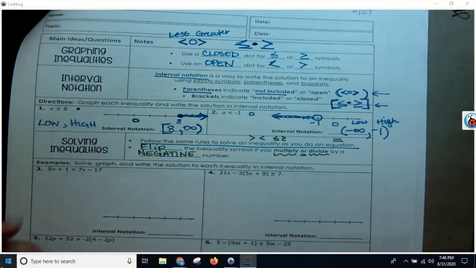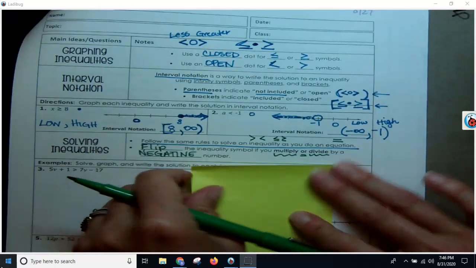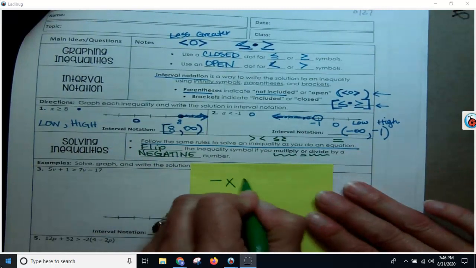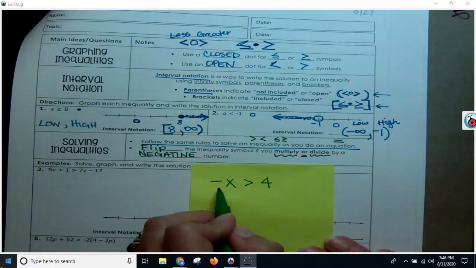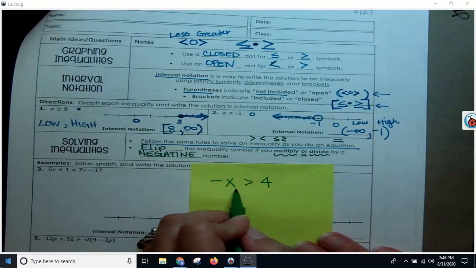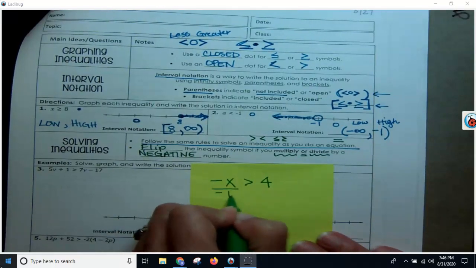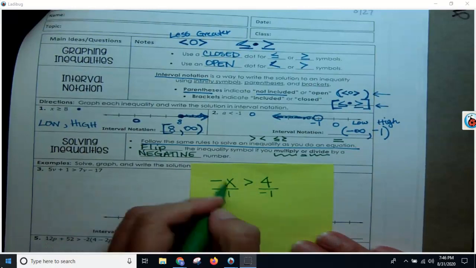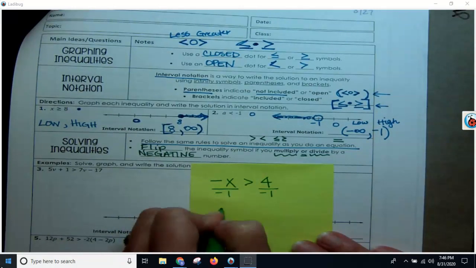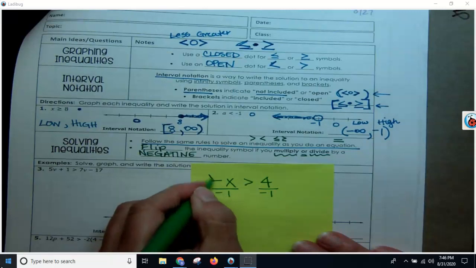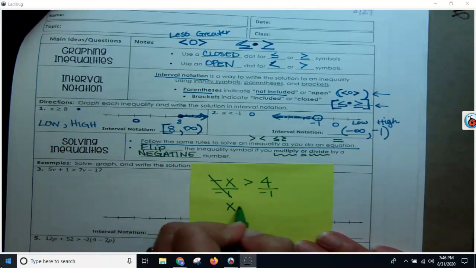And what that means is that if I have, for example, negative x is greater than 4, you cannot solve that this way. You have to get rid of this negative. I don't want to know what negative x is. I want to know what x is. So I would divide by negative 1. And when I'm dividing by a negative number, I'm going to flip my sign. So here, the negatives cancel out, and I'm left with x is less than negative 4.